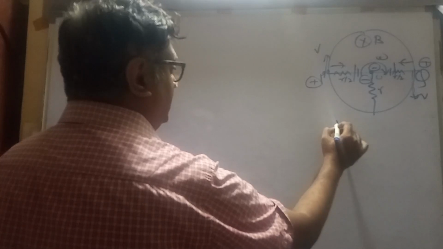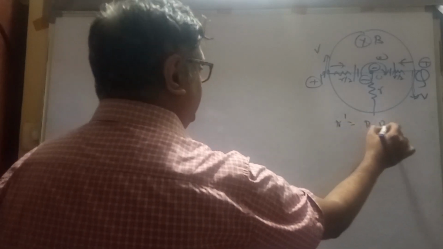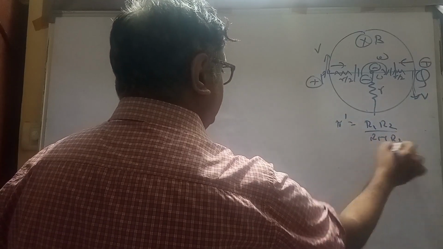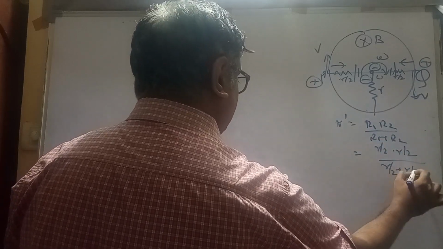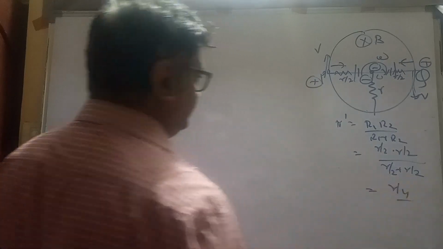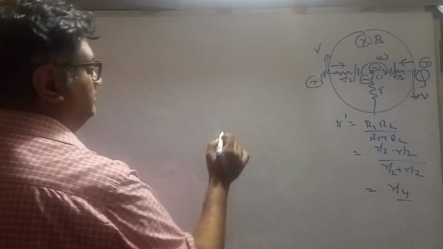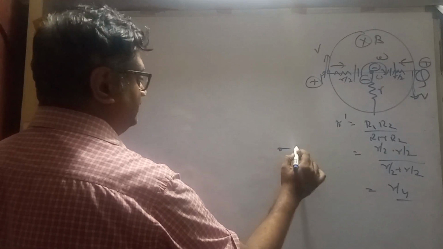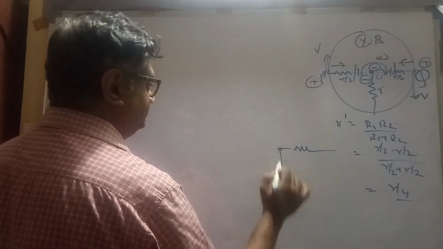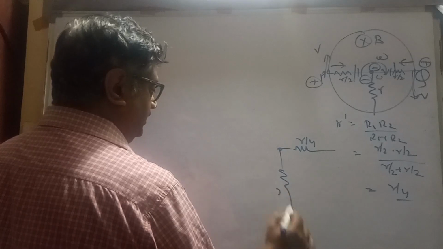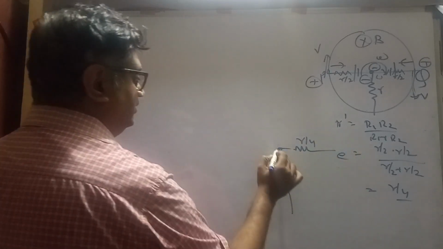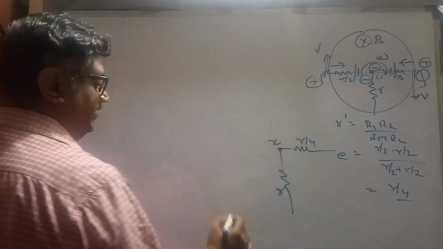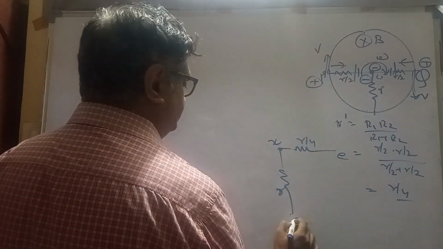All right, so R/2 and R/2, that means R' will be equal to R1 R2 by R1 plus R2. So this will be (R/2 times R/2) divided by (R/2 plus R/2). If you simplify this now, you will get R/4. So this figure actually will become something like this now. Okay, like this it will become. So this is R/4 and this is R. Okay, so the potential here will be E. This potential we don't know, let us say X, and this point potential will be 0.